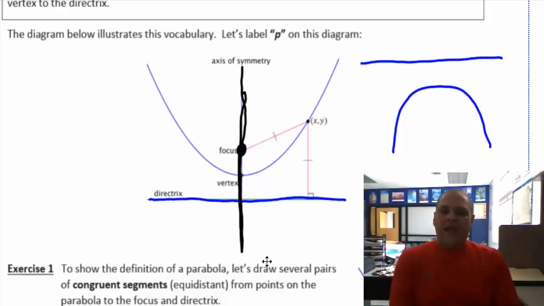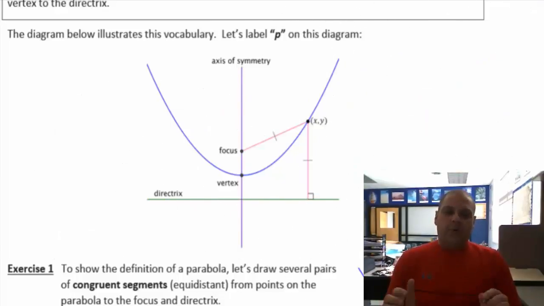Now, why do we have this focus and directrix? What are they for? Well, it turns out that if we have the correct focus and the correct directrix, any point that you pick on the parabola, like they picked one right here, see this point (x, y)? And it could be any point. This point right here will be the same distance to the focus as it will be to the directrix. So if I measure the distance from this point to the focus, it will be the same as if I measure the distance from this point to the directrix. And you can see that on your paper.